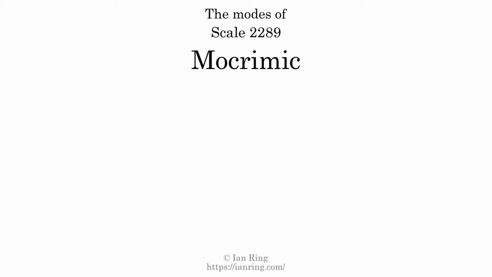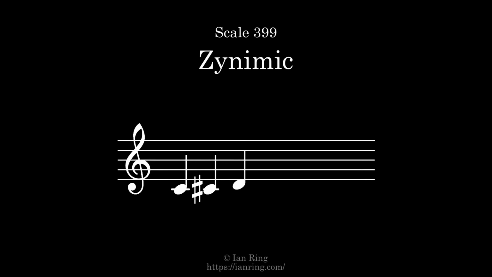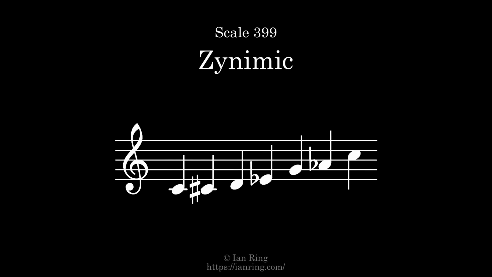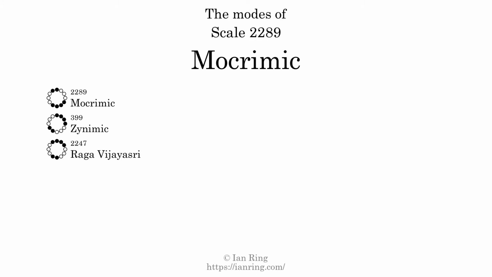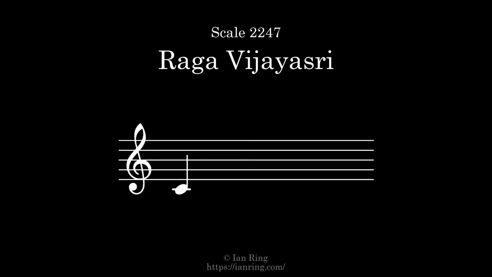This scale has 6 modes. The first mode is itself. The second mode is scale 399, also known as zynymic. It sounds like this. The third mode is scale 2247, also known as Raga Vijayasri. It sounds like this.